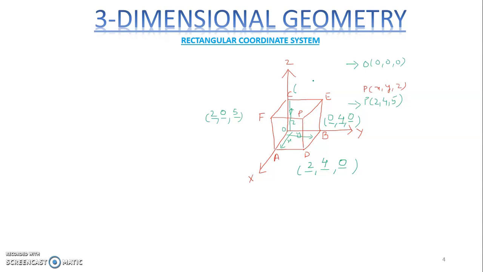Now if you see the coordinates of C, C is lying on which axis? On the Z axis. So on the Z axis, X and Y will be 0. What is the value of Z coordinate from here? 5. So this will be 5. Are you following, students? If the point is lying on an axis, then on the X axis, your Y and Z will be 0. On your Y axis, X and Z will be 0. On your Z axis, X and Y will be 0.